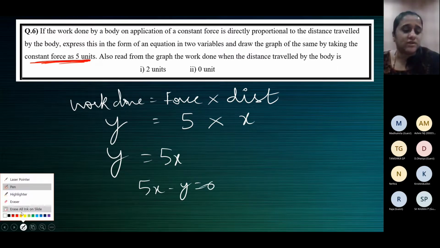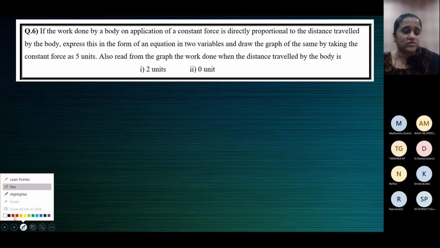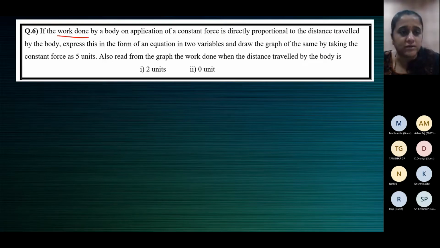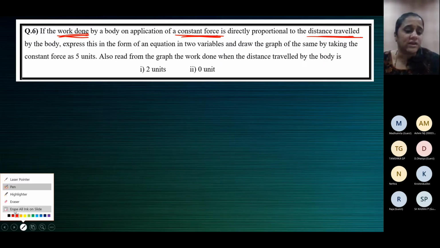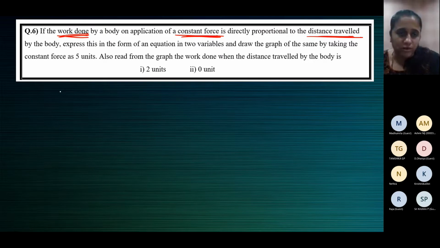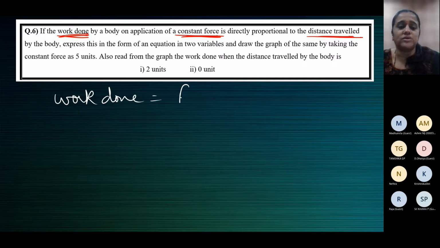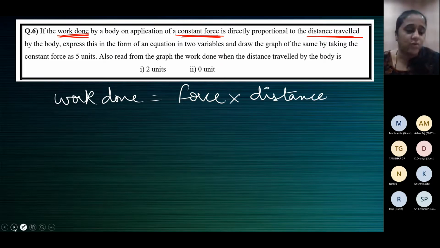I'll tell you again. Listen carefully. In this question, the three quantities are work done, constant force, and the distance traveled. Now we need to connect these three quantities using a formula, which is work done is equal to force into displacement or distance. I'm writing it here.